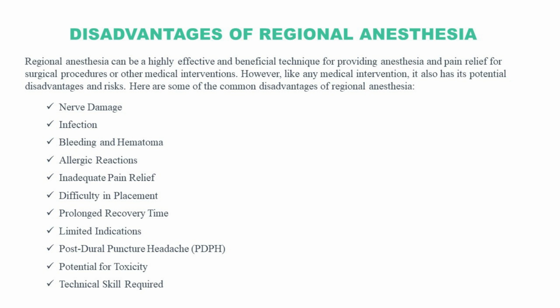10. Potential for toxicity. If the local anesthetic is inadvertently injected into the bloodstream or absorbed in excessive amounts, it can lead to systemic toxicity, affecting the heart and central nervous system. 11. Technical skill required. Regional anesthesia procedures require a high level of skill and expertise on the part of the anesthesia provider. Inexperienced practitioners may increase the risk of complications.